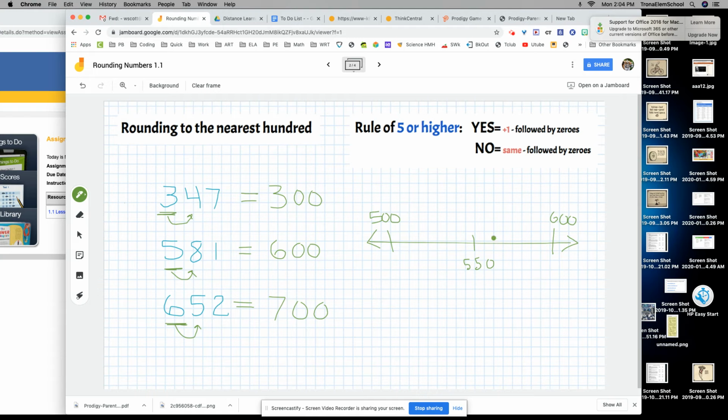581 is going to be somewhere in here, right? So I got 560, 570, maybe 580, 581 is somewhere in here. And again, I'm just estimating it, and I can be off by a little bit. It's okay. But basically, because it's on this side of 550, my answer is going to be 600, just like I found out here. But I like my underline trick. If I underline and look to the right, this number tells me whether the 500 number stays the same or goes up by 1, and then I just change the rest of the numbers to 0.